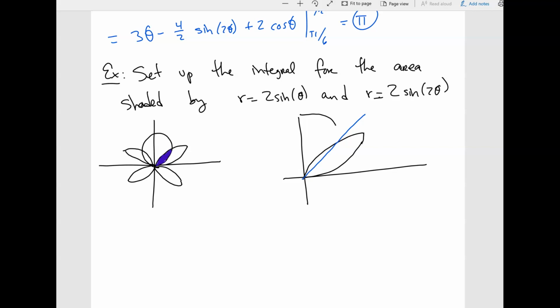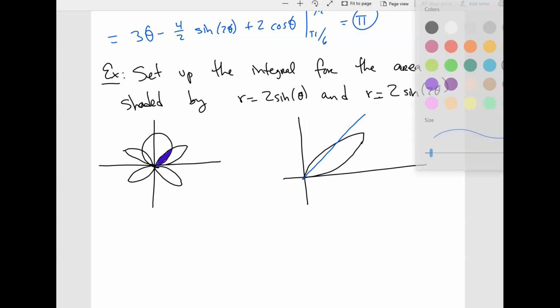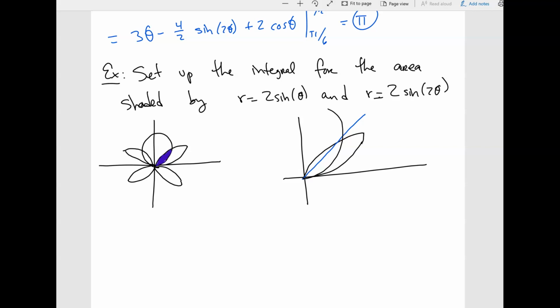So maybe let me draw the circle a little bit bigger. That way you can kind of see what I'm going to do. Make it a little bigger. Oh, God. Okay, that was too big. Okay, so let me try to make this so that I can, okay, there you go. Okay, that's a little better.